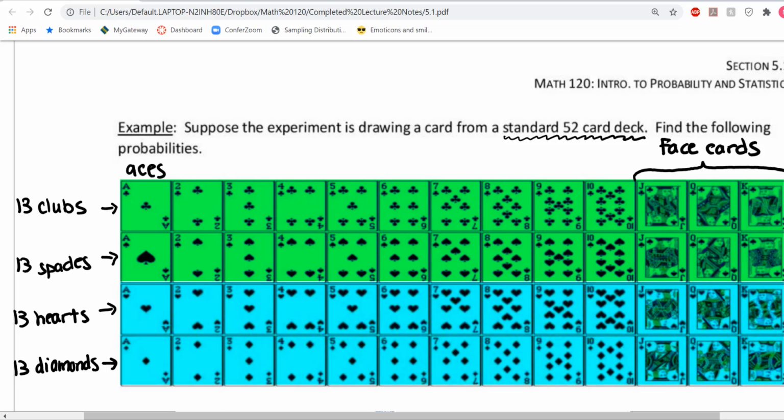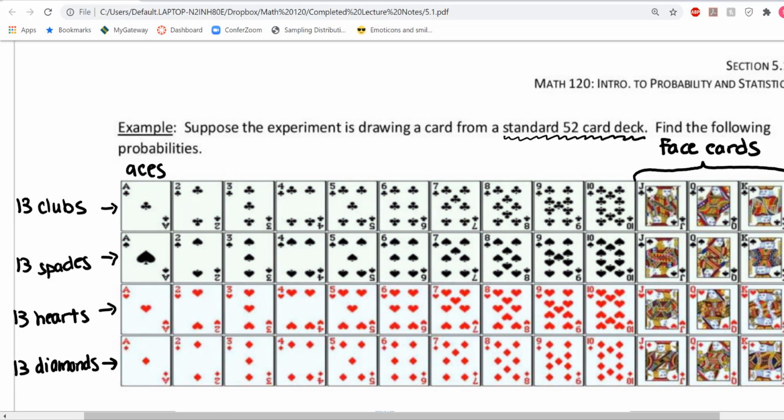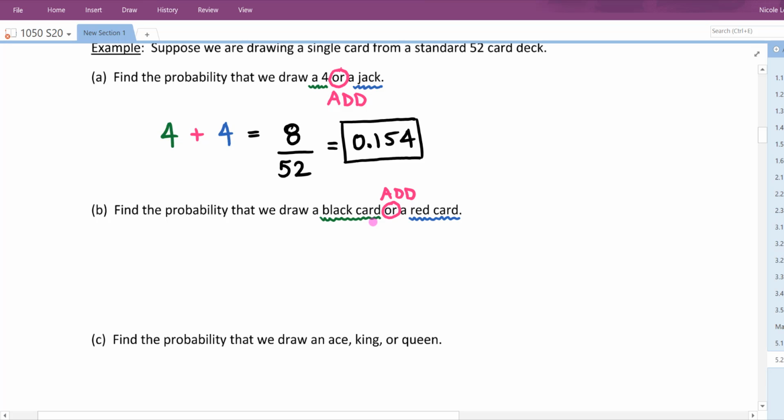Okay, so remember you'll have 26 black cards because you have the 13 clubs and the 13 spades, so 26 black cards, and you also have 26 red cards because you have your 13 hearts and the 13 diamonds. Okay, so then just adding, since again they're disjoint, we have 26 black cards, or tells us to add, so then plus. We also have 26 red cards. Okay, so then if we add all of that together, we would end up getting 52.